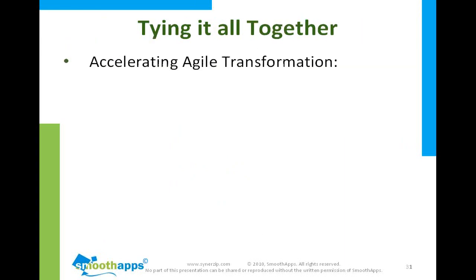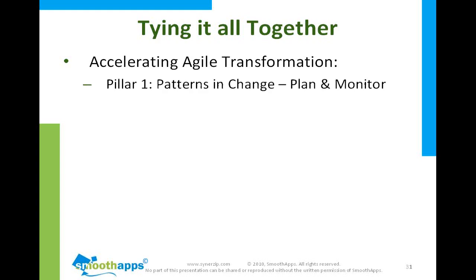So let's tie it all together. What we did today was we introduced a framework for accelerating agile transformation using patterns. There were 3 pillars in this framework. The first pillar is patterns and change. This change leadership plan, the 8-step process, can be the container for your agile transformation. You plan your entire change effort, you use diagnostics, and you monitor progress so that you can pinpoint what is not working and take corrective action.